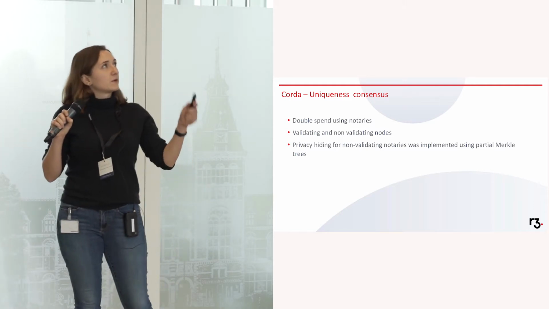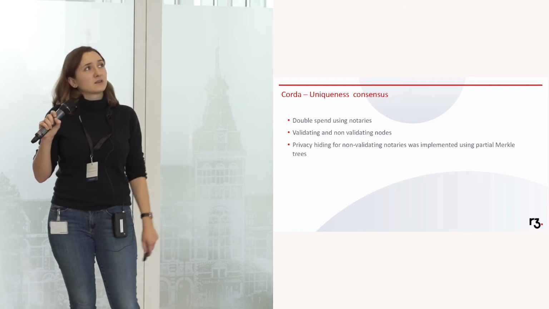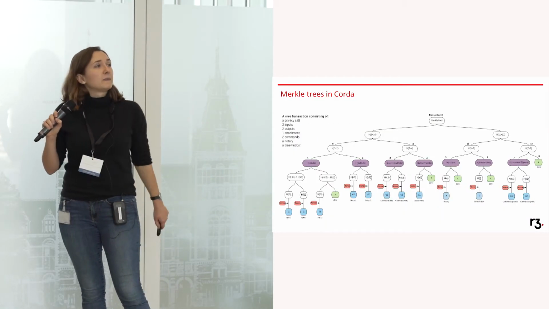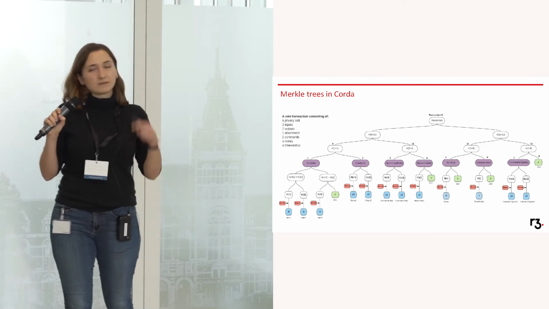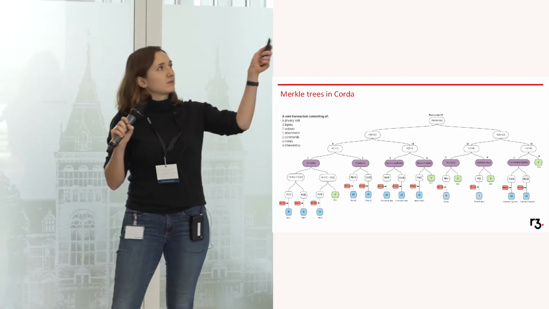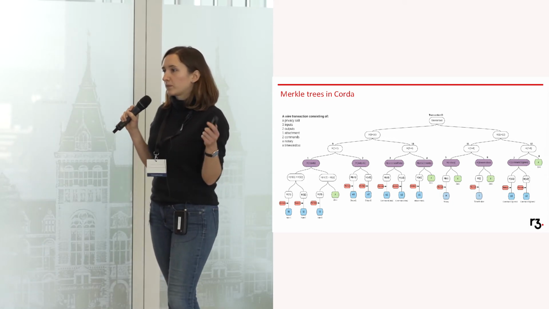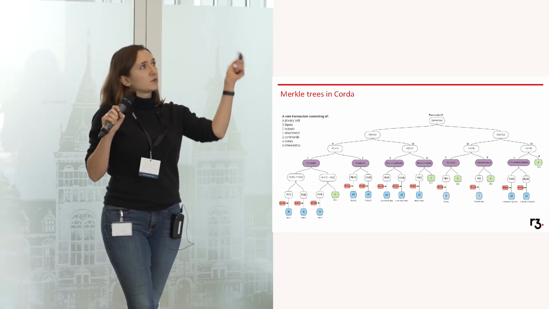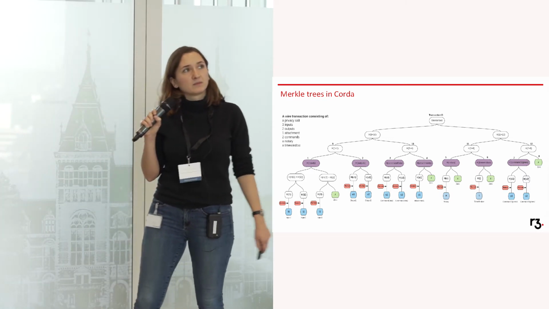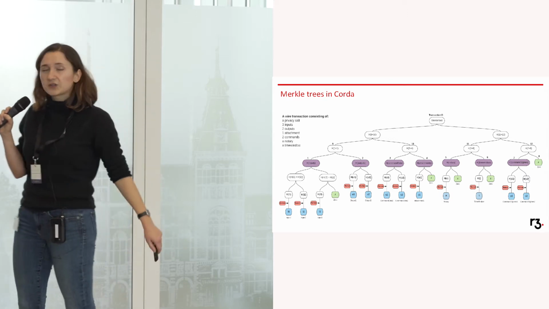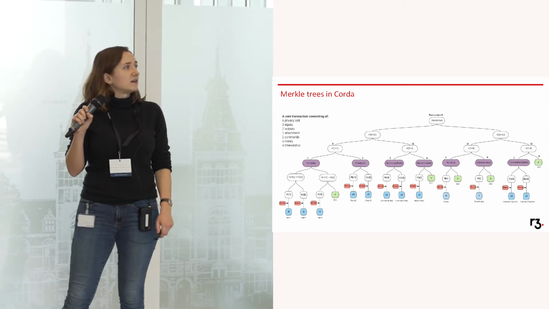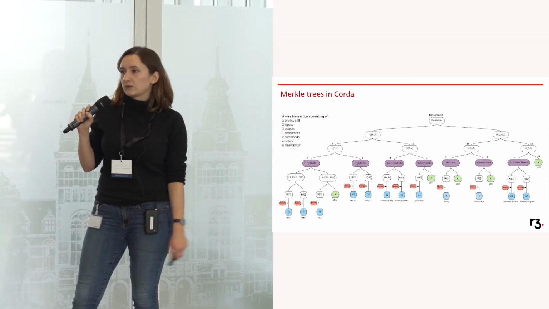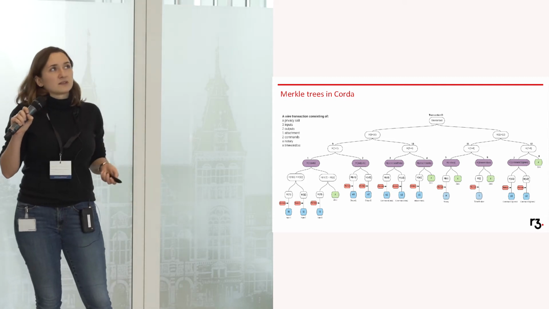So for privacy hiding, for non-validating notaries, we use partial Merkle trees. We shape our transactions as a Merkle tree with the subtrees for each type of the component. So we have like inputs, outputs, comment data, attachments, notary, and different fields in the transaction. And we hash it together. Our transaction ID is the root of the Merkle tree. So this is pretty standard stuff.